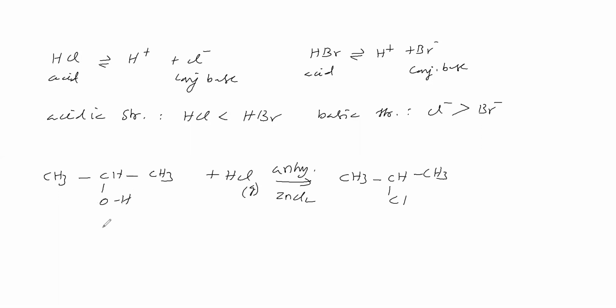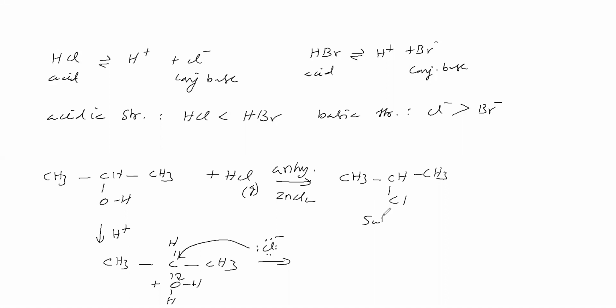That we'll see. This alcohol first goes for protonation. Therefore, we are getting an oxonium ion here. Next step, Cl minus is attacking this carbon. Therefore, this water is leaving, so that we got this product. Now we can say that this OH is replaced by this Cl. Therefore, it is called a substitution product.